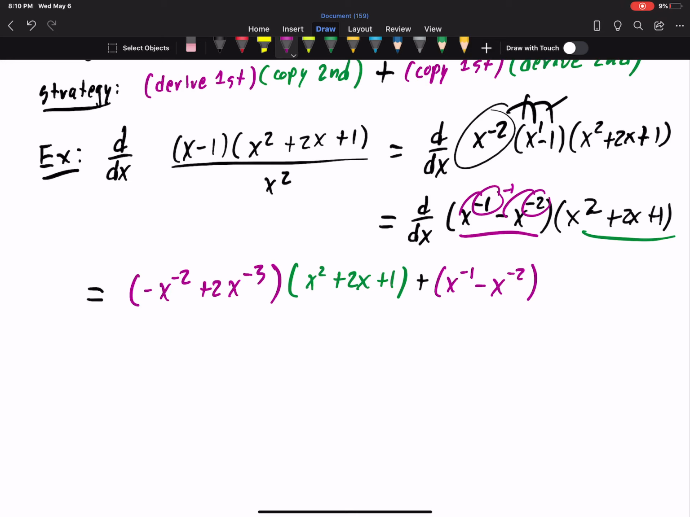Then we derive the second. So deriving the second, you bring your 2 down in front, subtract 1 from the exponent. That gives you 2x. The derivative of 2x then is just 2. And then the derivative of 1 is 0, so we don't add anything. There we go. That's the final answer. If you wanted to clean this up algebraically and FOIL a lot, go for it.